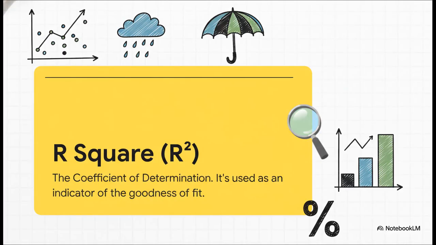But how do we know if our prediction is any good? That's where something called R-squared comes in. Think of it as a confidence score from 0 to 1 that tells you how well your line actually fits the data. So an R-squared of, say, 0.91 means that 91% of the changes in our umbrella sales can be explained by rainfall. And that is a really strong model.